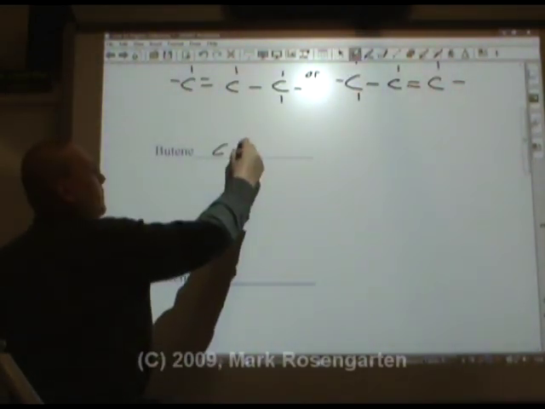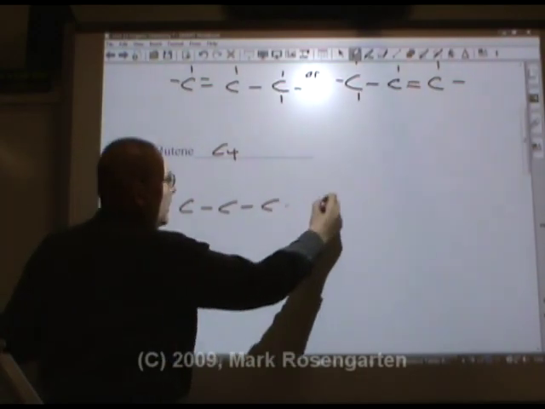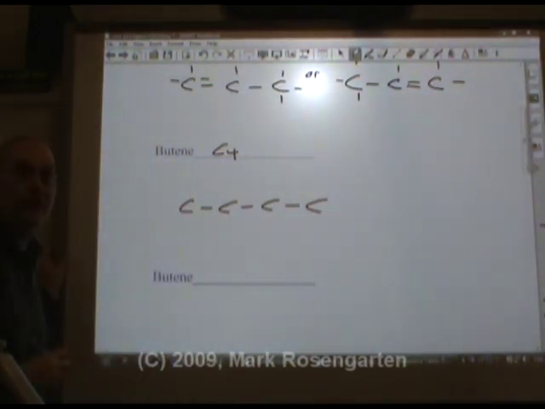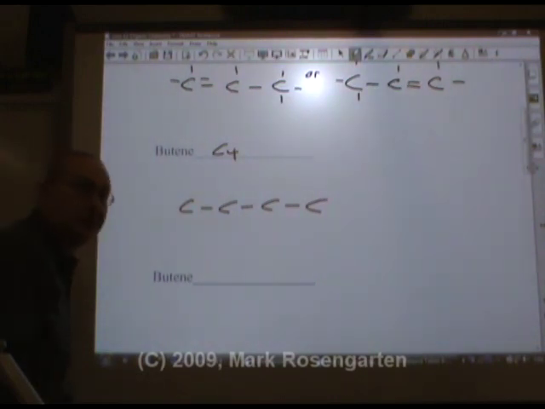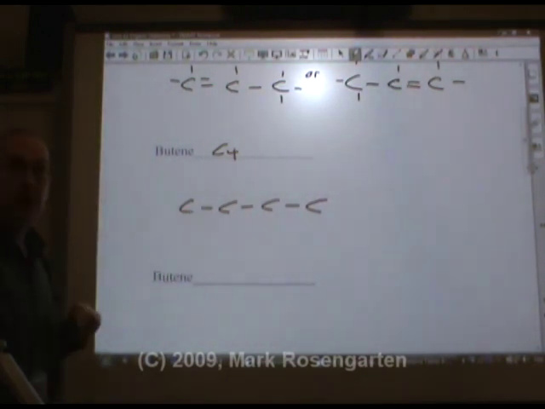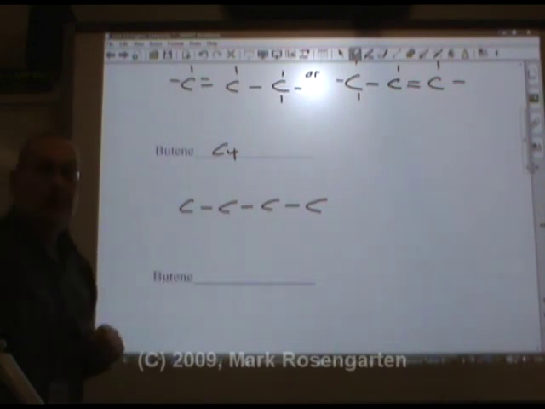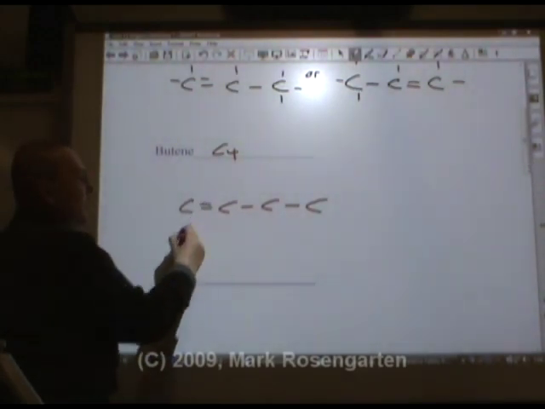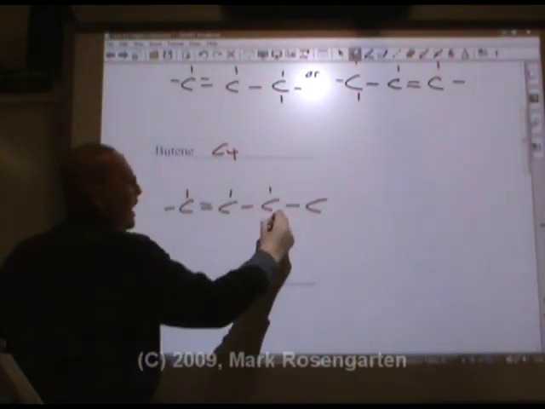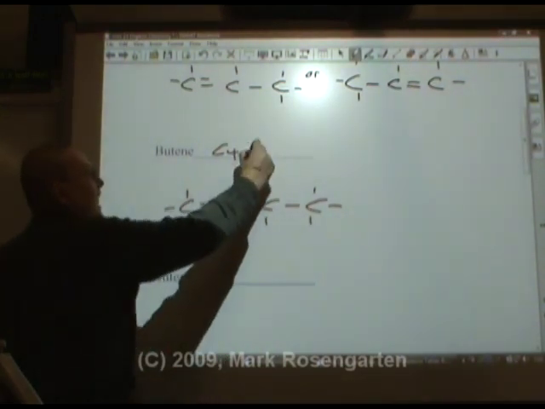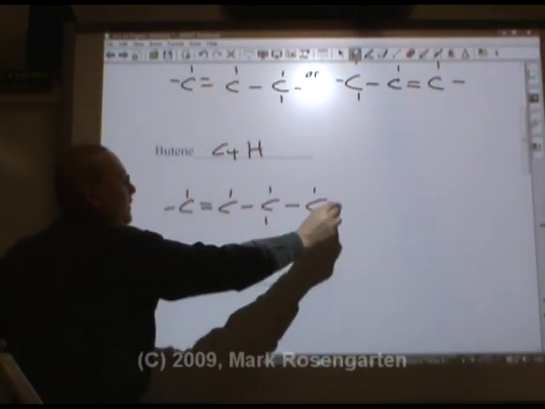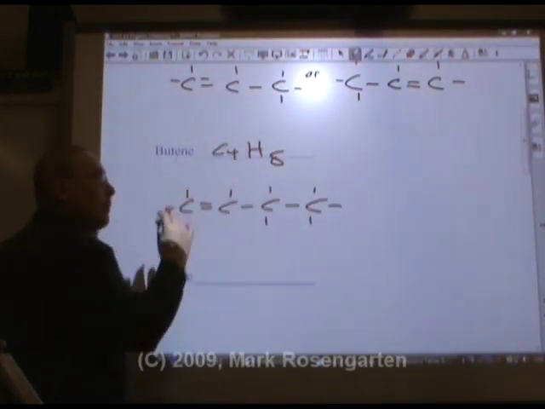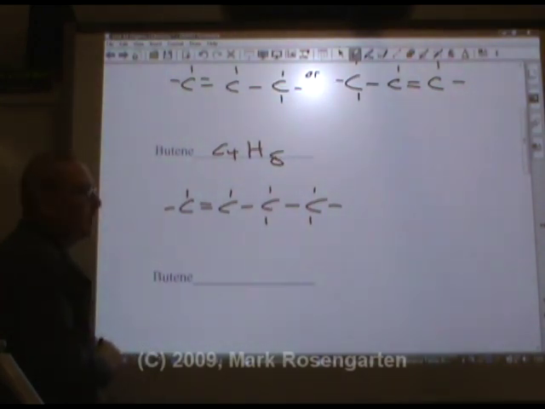Butene, 4 carbons. 1, 2, 3, and 4. And somewhere on the chain, there's a double bond. Well, there's a couple different places we can put it. We could put it between these 2 carbons, or between these 2 carbons, or between these 2 carbons. We're faced with choices. Let's put it here. And then we'll fill in the rest with hydrogens. So that's 1, 2, 3, 4, 5, 6, 7, 8, which makes sense because you have to double the carbons to get the hydrogens in an alkene.